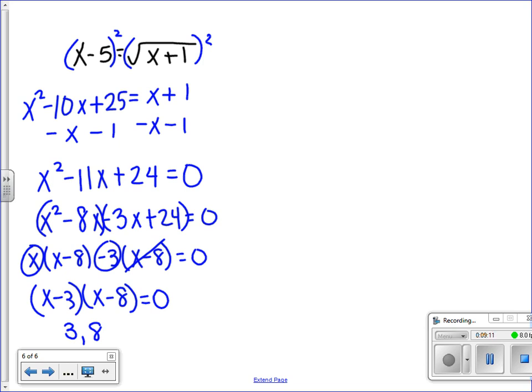Except, what's going to happen when I do 3 minus 5? It's going to be a negative, right? So, you're out. 8 minus 5 is 3, and 8 plus 1 is 9. Does that check out? So that's my answer right there.